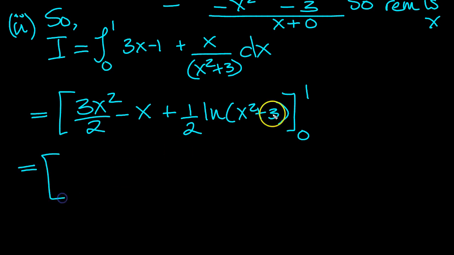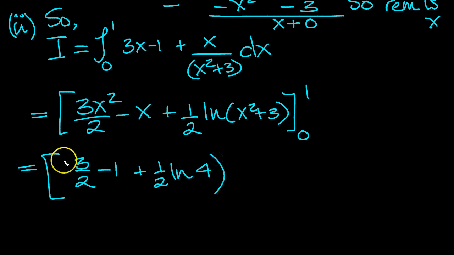So let's have a look at that then. Put the top value in, 3 over 2. Put 1 in there, minus 1, plus a half, ln of 1 plus 3 in here, which is 4. That's the top value then. Take away the bottom value, put 0 in here, 0 in here, and we just simply get the half part, don't we? Half of log of 3, isn't it?